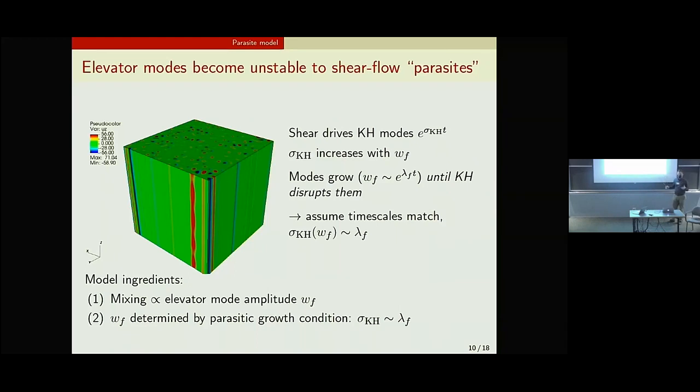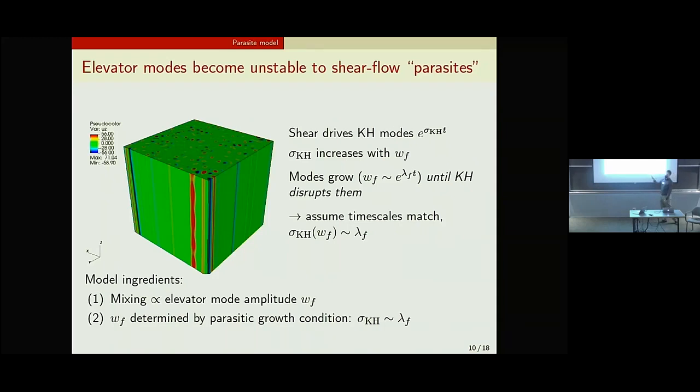For those of you familiar with KH, you know that the growth rate of KH instability depends on the amplitude of the shear flow. So let's see, e to the sigma t. Sigma here is the growth rate of the KH instability. Sigma is going to be a function of the amplitude of the shear flow. We're going to assume that in saturation, these two timescales are in balance. So the growth of the fingers through the finger instability is going to be balanced by their disruption by KH. So sigma is equal to lambda, with some constant of order unity that you can fit.